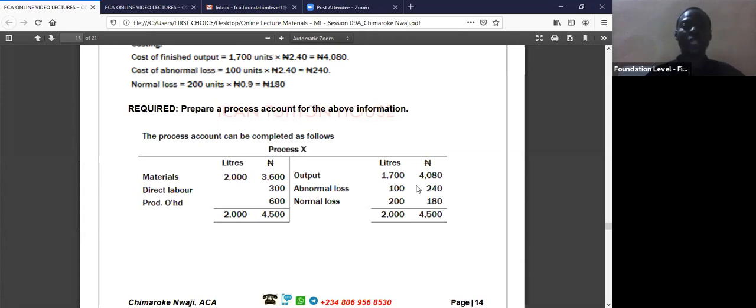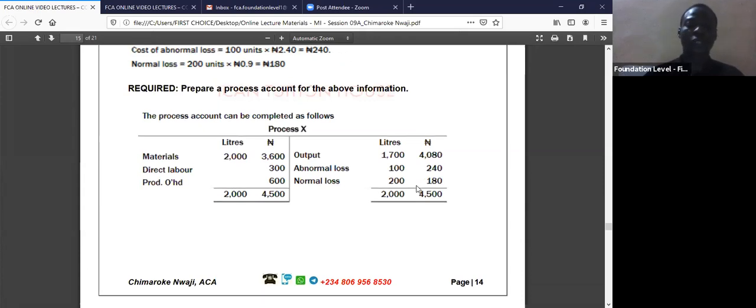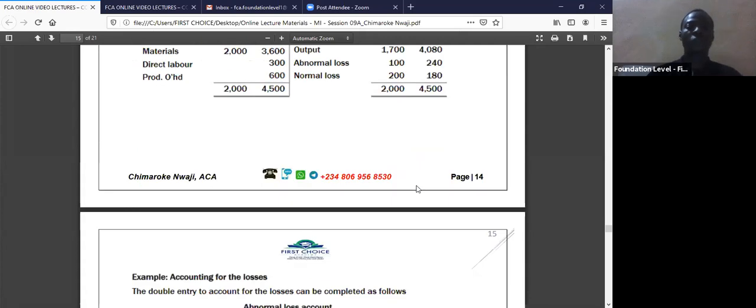So we usually treat the abnormal loss last because your normal loss and your output are supposed to be charged the same way. So your output first, then you remove the abnormal loss, then you get your normal loss, because the normal loss is what you are expecting. Okay, we have now done the accounting for normal losses.